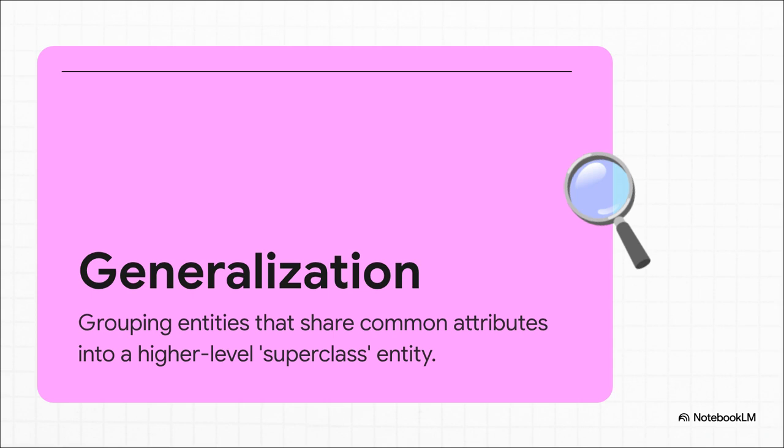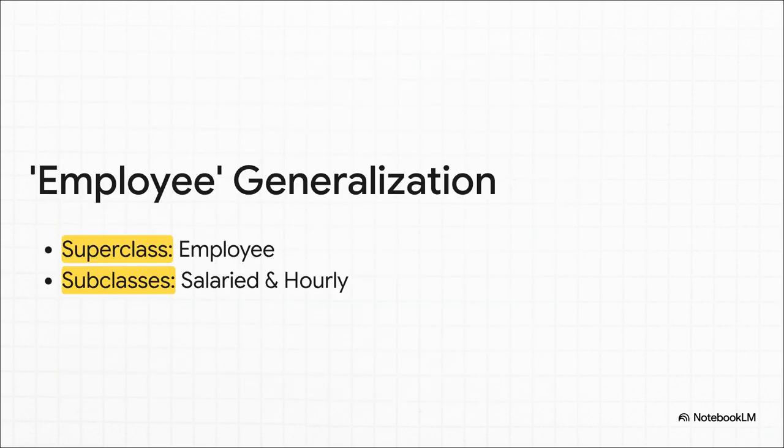Think of it like this. A house and an apartment building are both types of residential structures. Generalization lets us group similar things that share common traits into a single higher-level category. A classic example is the employee. All employees have a name and an ID, but some are paid a fixed salary while others are paid by the hour. Generalization lets us create a main employee entity with all the common stuff, and then we create specialized subtypes for salaried and hourly employees that have their own unique details, like a salary amount or an hourly rate.